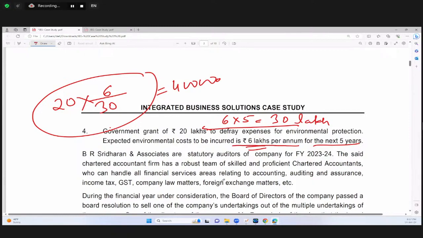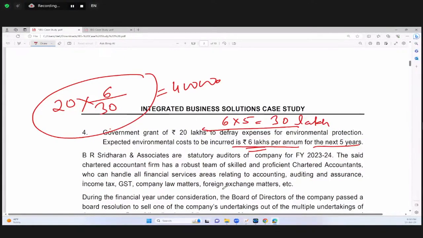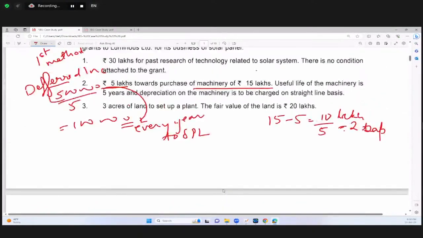Can you explain the third government grant? Mohammed Abdul Rahim is asking about the third government grant. The third government grant is 3 acres of land to set up a plant. Here the grant is given by the government in the form of a non-current asset. It is not given in the form of cash. So here we have to see how to recognize that asset as grant.